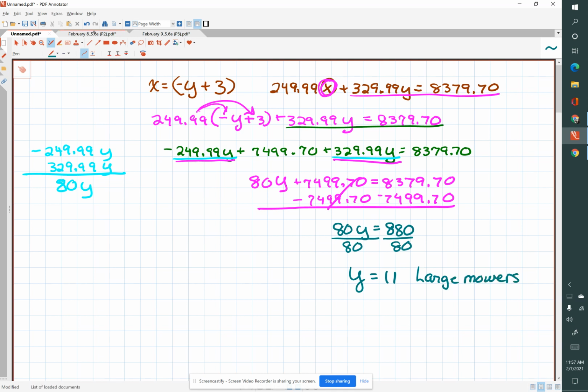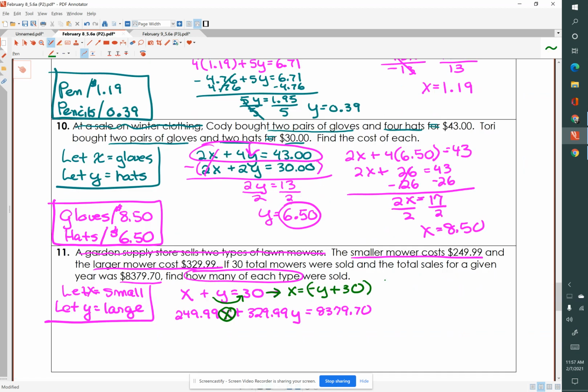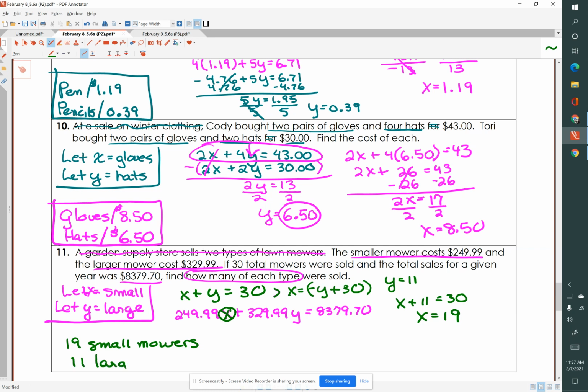Now let's go back to our paper. So y equals 11. Now let's substitute the 11. We can just go right back to the original equation we wrote, x plus y equals 30. So we're going to substitute y for 11. So x plus 11 equals 30. And of course, x equals 19. So we've got 19 small mowers and 11 large mowers were purchased.